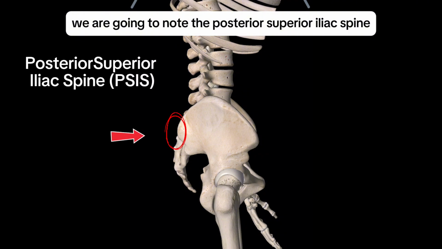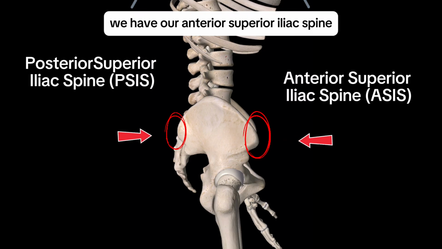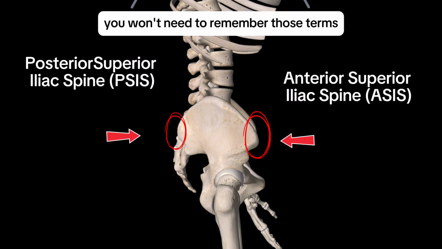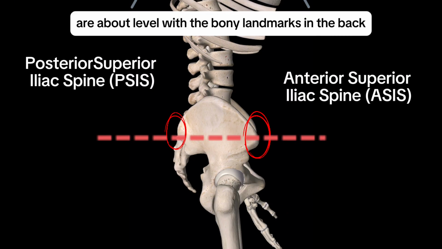The posterior superior iliac spine, or the PSIS, and in the front we have our anterior superior iliac spine, or the ASIS. You won't need to remember those terms, but what I want you to notice is that the bony landmarks in the front are about level with the bony landmarks in the back.